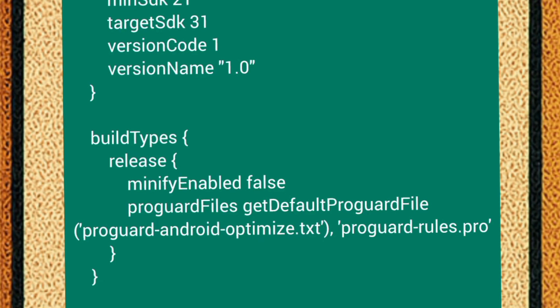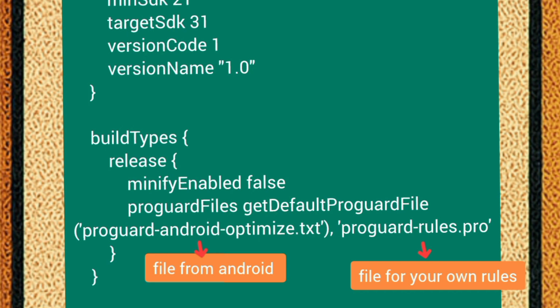ProGuard files line. This line says, if I ever enable minification, use these ProGuard configuration files to control what gets removed, what stays, and how to obfuscate the code. Think of it like a packing instruction sheet. Keep these items, rename those, and don't throw that one away. getDefaultProguardFile, proguard-android-optimize.txt, is the basic recommended setup from Android. proguard-rules.pro is a file you can edit to write your own rules.